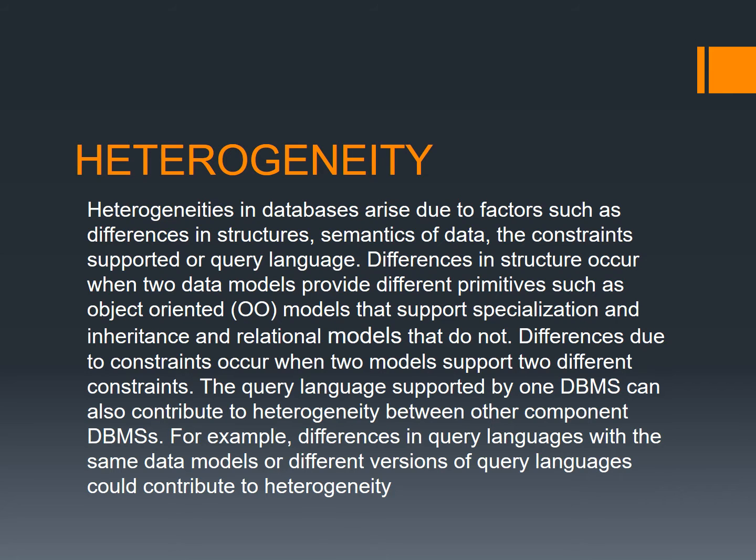Heterogeneity. Heterogeneities in databases arise due to factors such as differences in structures, semantics of data, the constraints supported, or query language. Differences in structure occur when two data models provide different primitives, such as object-oriented models that support specialization and inheritance and relational models that do not. Differences due to constraints occur when two models support two different constraints. The query language supported by one DBMS can also contribute to heterogeneity between other component DBMSs. For example, differences in query languages with the same data models, or different versions of query languages, could contribute to heterogeneity.